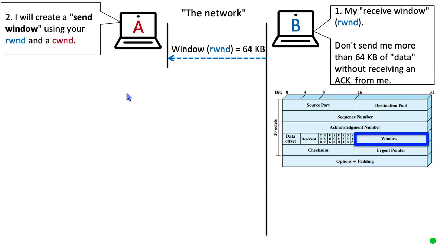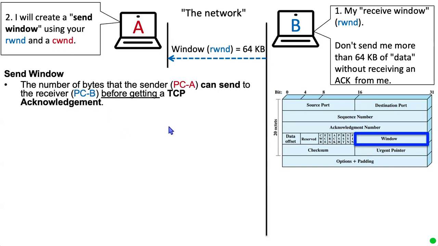All right, so PCA will go, okay, thank you for that. I will create a send window specifically for you. Now I'm going to use your receive window of 64,000 bytes, and I'm also going to use something called a congestion window. The send window is the number of bytes that PCA can send to receiver PCB before getting a TCP acknowledgement. That sounds a lot like just a receive window.